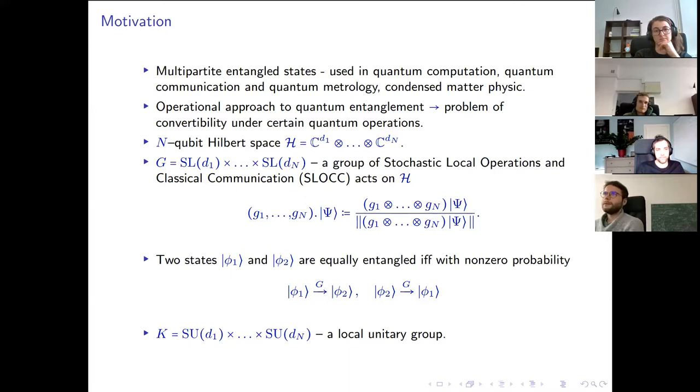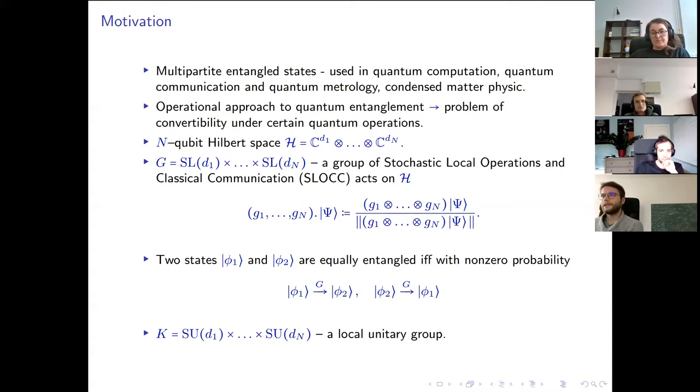And one of the ways to deal with entanglement in multipartite systems is the operational approach. So we reduce this problem to the problem of convertibility under certain quantum operations. Because we know there are some classes of operations which do not increase entanglement, and hence they can be used for the classification of entanglement. Our space of interest will be the n-qubit Hilbert space, as we all know.